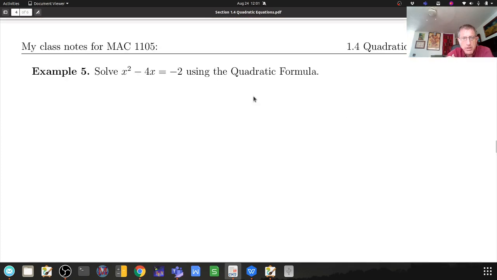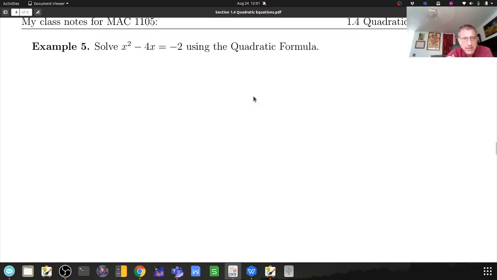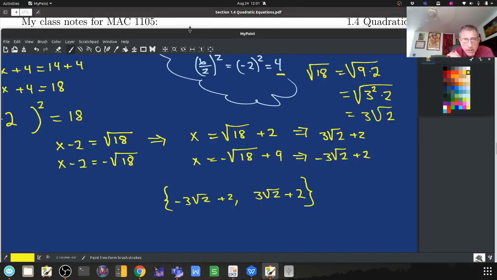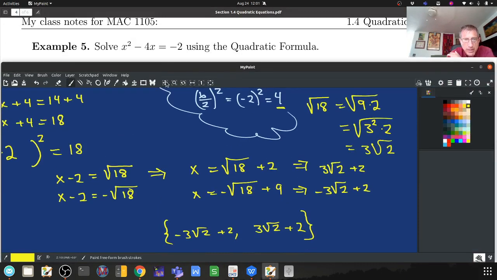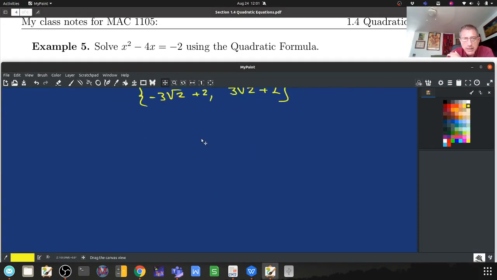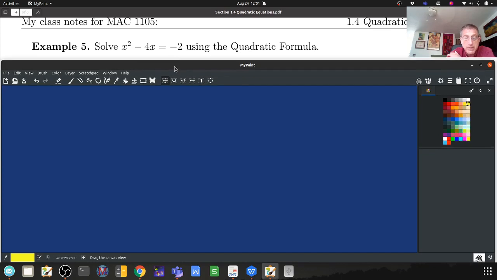So we're going to use and solve now, example 5, this quadratic equation by using the quadratic formula. So you might want to pause and see if you can do it on your own. If you don't have it memorized, you'll have to look at the quadratic formula. And I'm just going to tell you this right now. You should have it memorized.